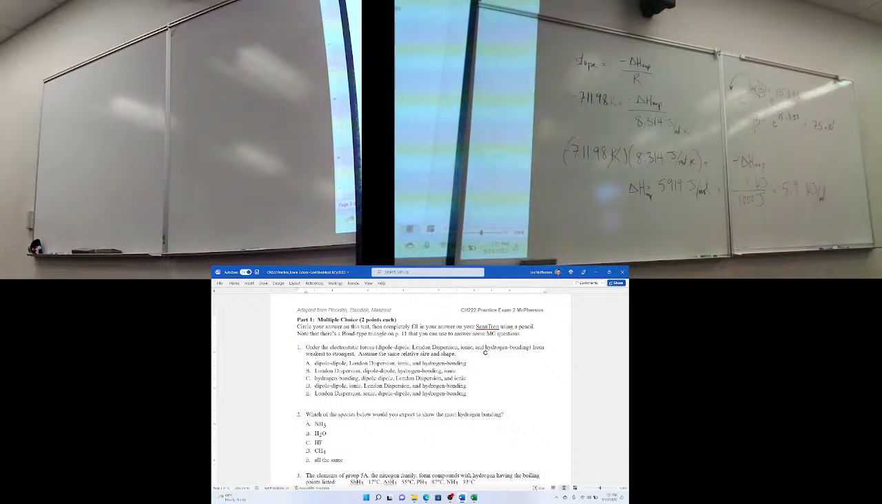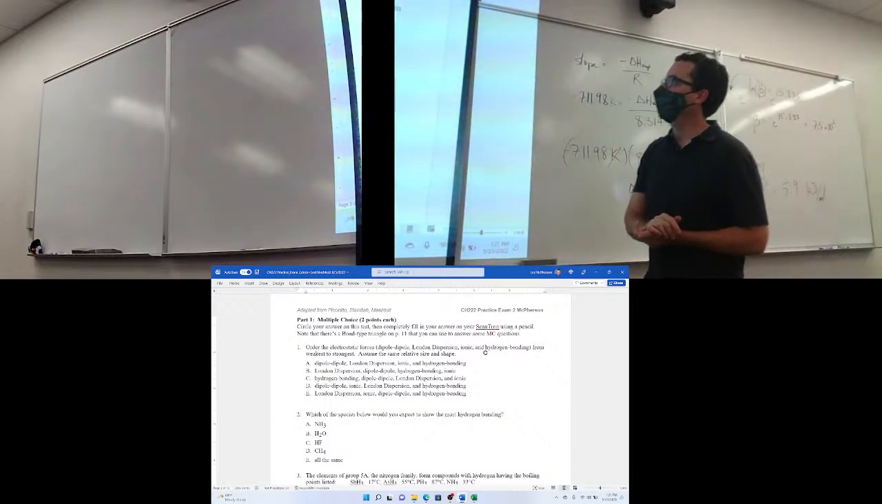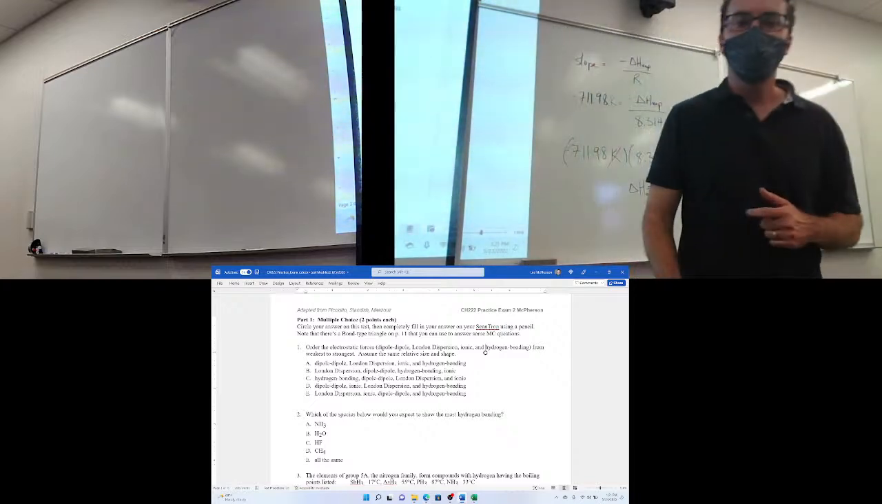So it looks like this one is it. Dipole comes next, then hydrogen bonding, then ionic. If we had dipole-ion, that would go right in between here. But other than that, it's B.